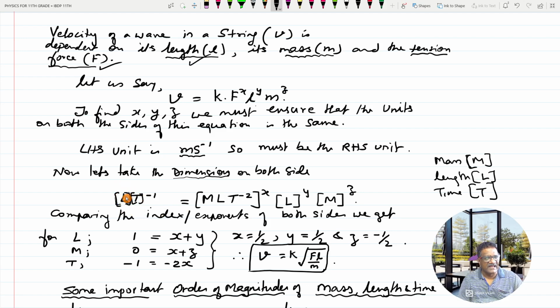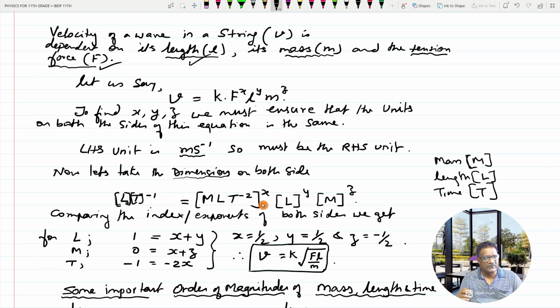So L raised to 1, and T raised to minus 1. Now, if you come to the right hand side, you have K as a constant, so we are not having any unit. It is a constant, so no unit. When no unit, no dimension. Let us come to force.